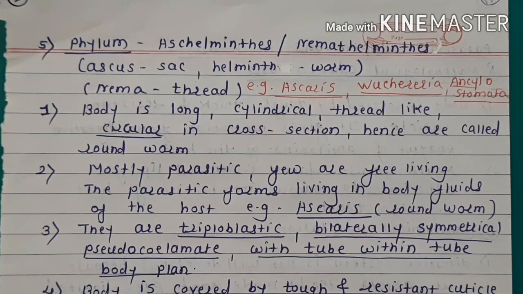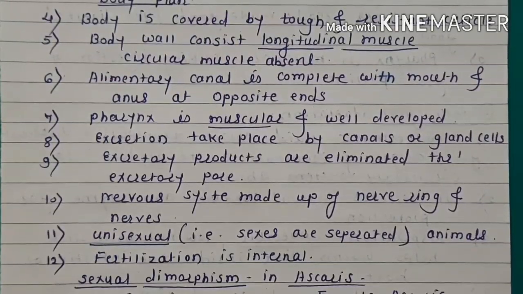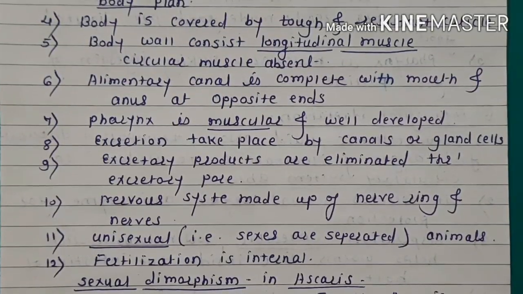Bilaterally symmetrical, means divided into 2 equal parts. Pseudocoelomate, means false coelom is present. Tube within tube body plan is present. That is, complete digestive system present. Body is covered by tough resistant cuticle. It gives protection against the enzymes of the host.